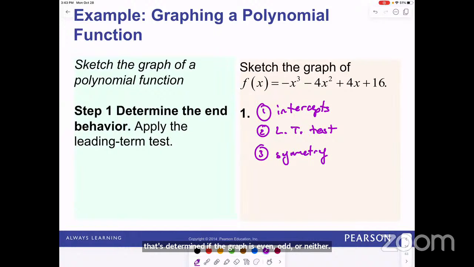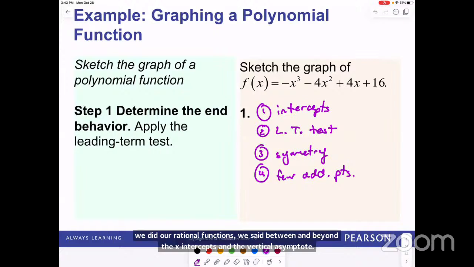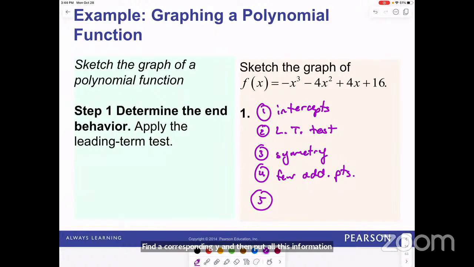Then a few additional points, between and beyond your x-intercepts. When we did our rational functions, we said between and beyond the x-intercepts and the vertical asymptote. Here, between and beyond the x-intercepts. So once you identify your x-intercepts, if there are any, between them and on either side of them, you just want a few additional points. Choose a couple of x values, find the corresponding y, and then put all this information together. Keep in mind, you could also use the turning points and the multiplicity, but you want to put all this together in a graph.